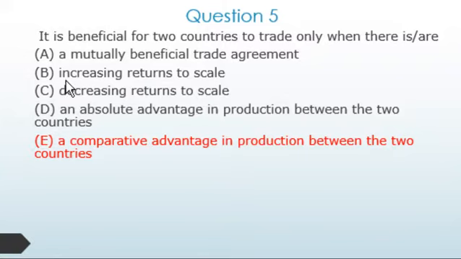So choice B, increasing returns to scale, is incorrect because it refers to a decrease in production costs. Pretty much increasing and decreasing returns to scale have to do with production costs, and that's not relevant to the question. And in choice D, an absolute advantage doesn't really matter because it's a comparative advantage that looks at opportunity costs, which is important here.